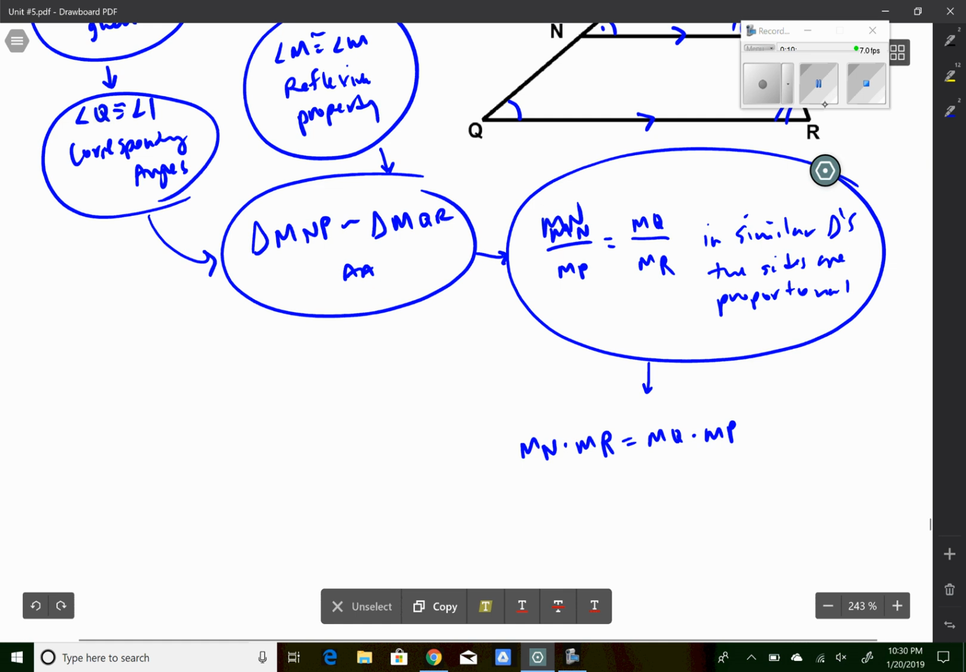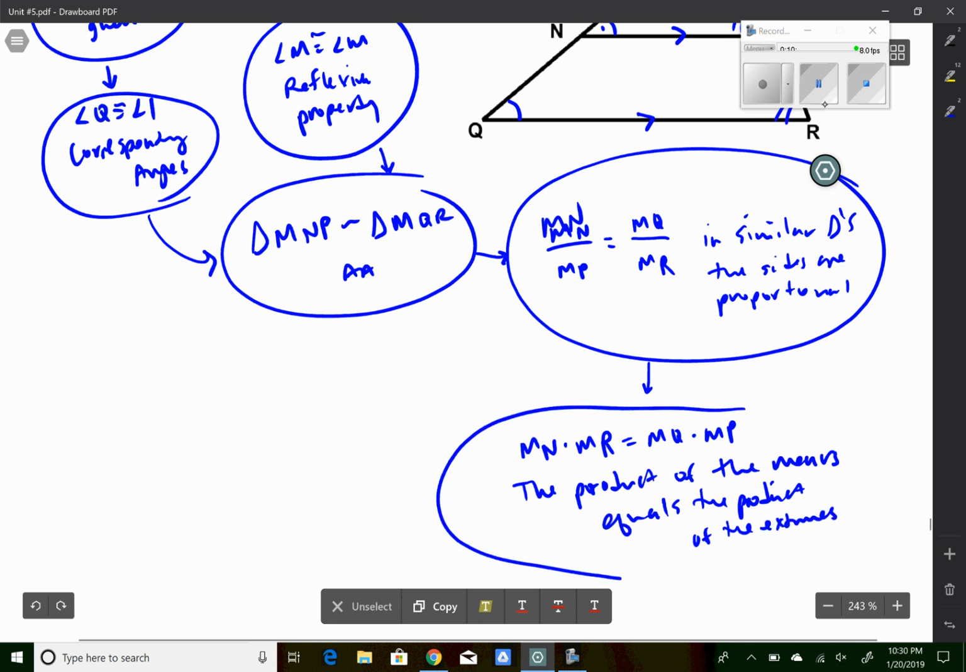And we could say that's because the product of the means equals the product of the extremes. Sorry about my handwriting. It's not great tonight. All right, so let's keep going.